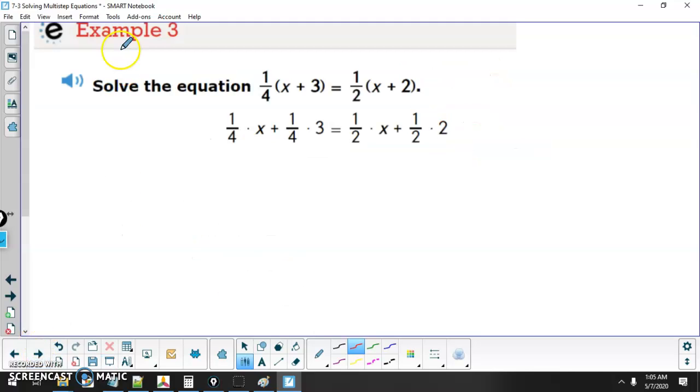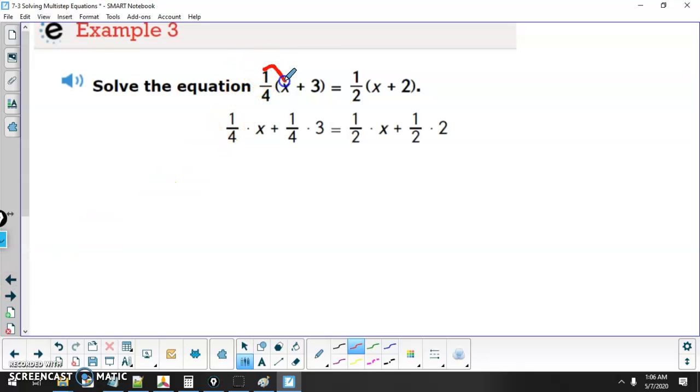Okay, let's go on to the next one. Example 3. Get some fractions involved here. Oh yes, your favorite friend, the fraction. All right, so in this one, now you do have two sets of parentheses. And so you want to simplify each side of the equation separately first. Remember, that's step 1. So we are distributing here.